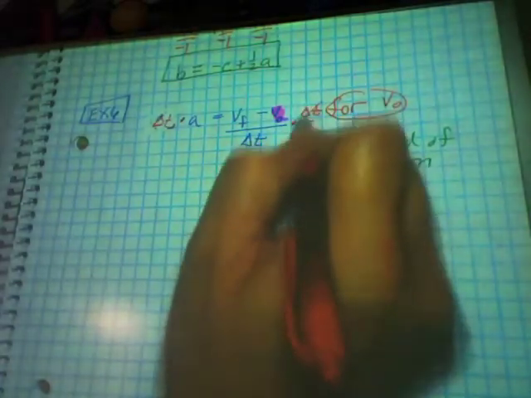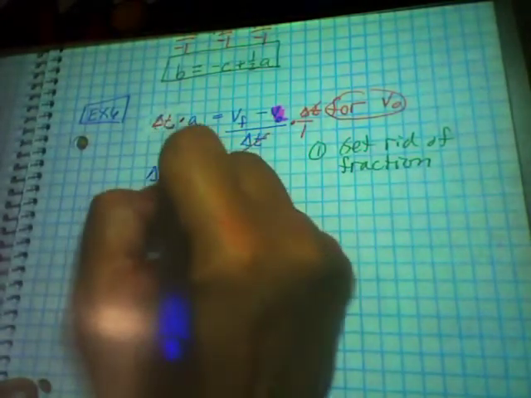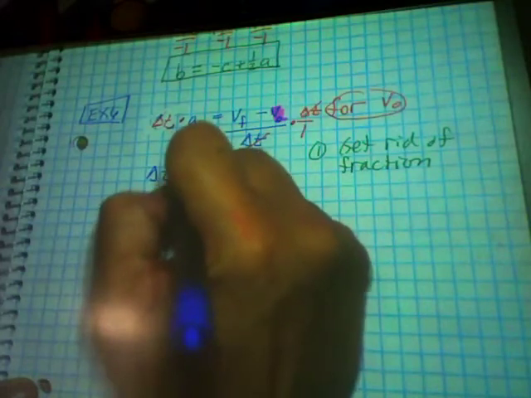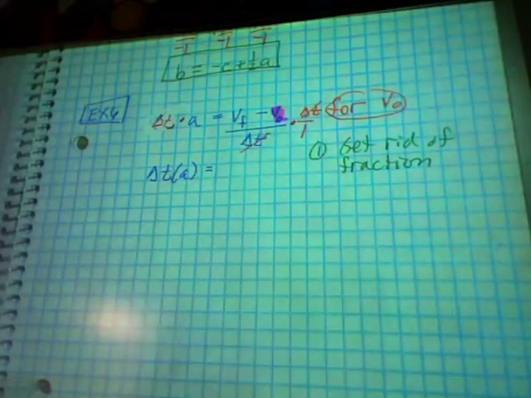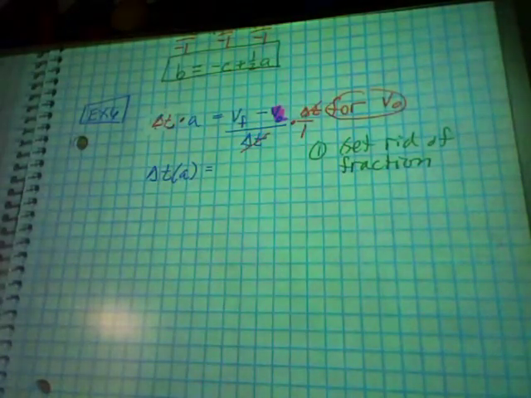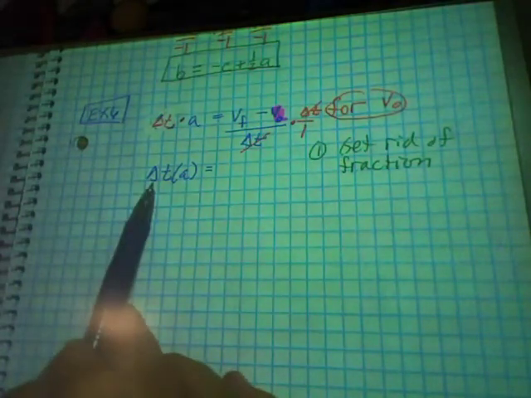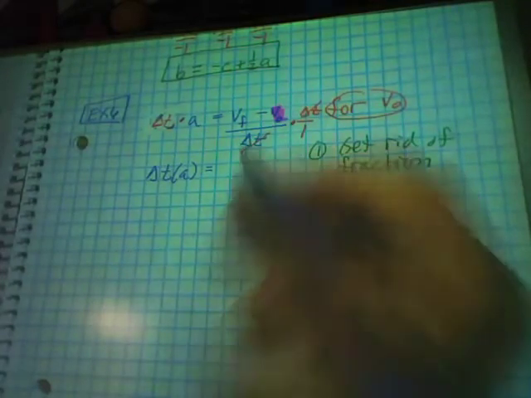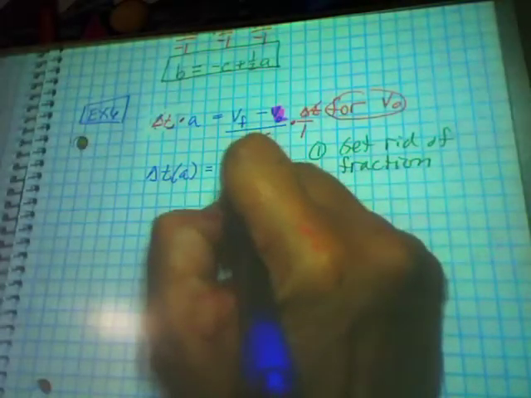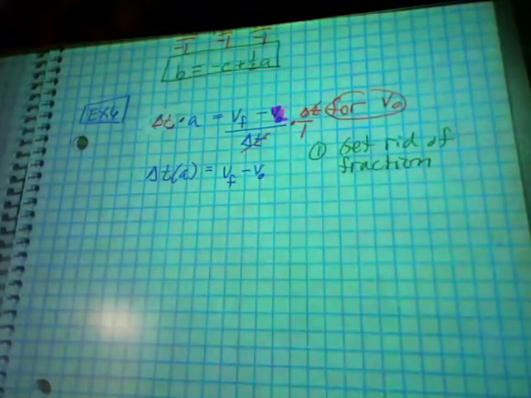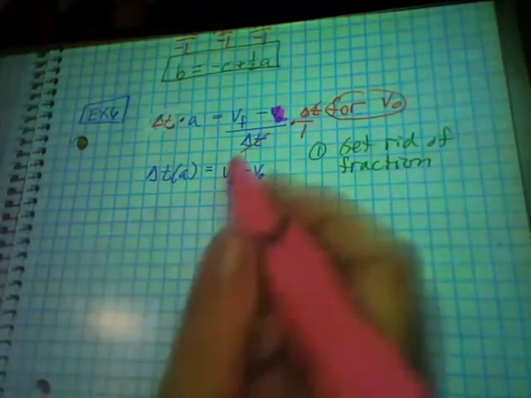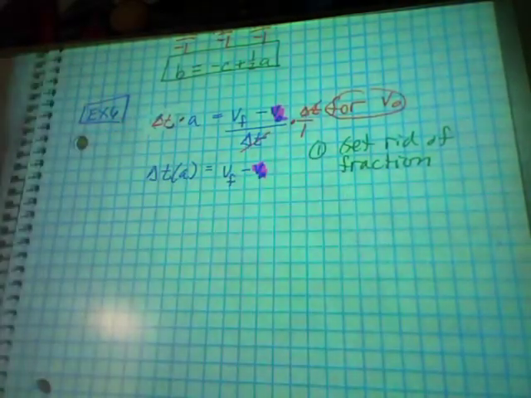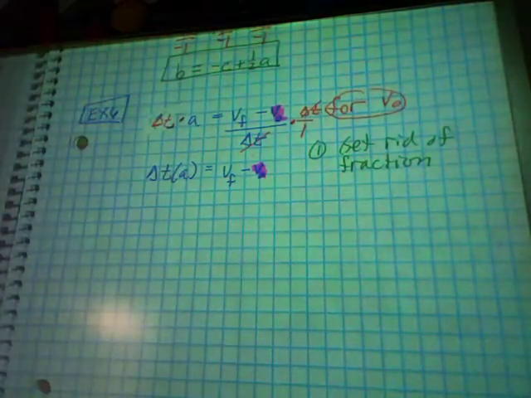So my delta T's cancel, and I am left with delta T times A. You can put that in parentheses, you can put a dot there, however you want to show it. You can just smush them together. I just want you to understand that delta T is one whole number, and A is one distinctly different number. And then you're left with, on the right, V sub F minus V sub O. So this is what I'm still solving for. Now what do you want to do?